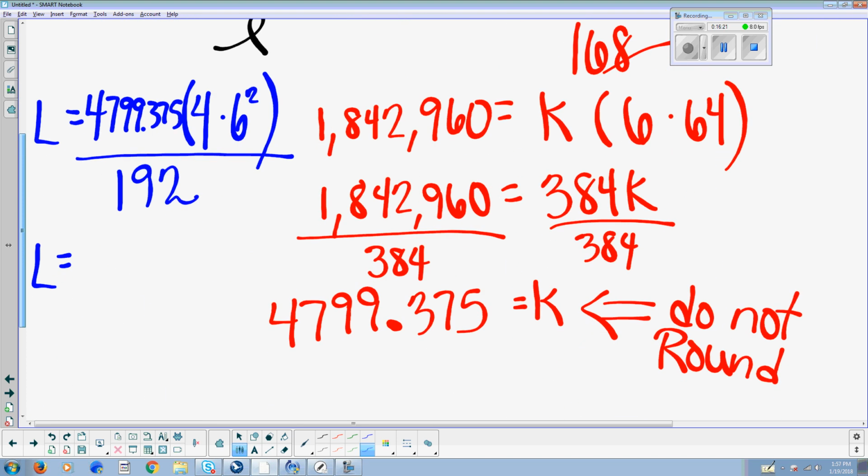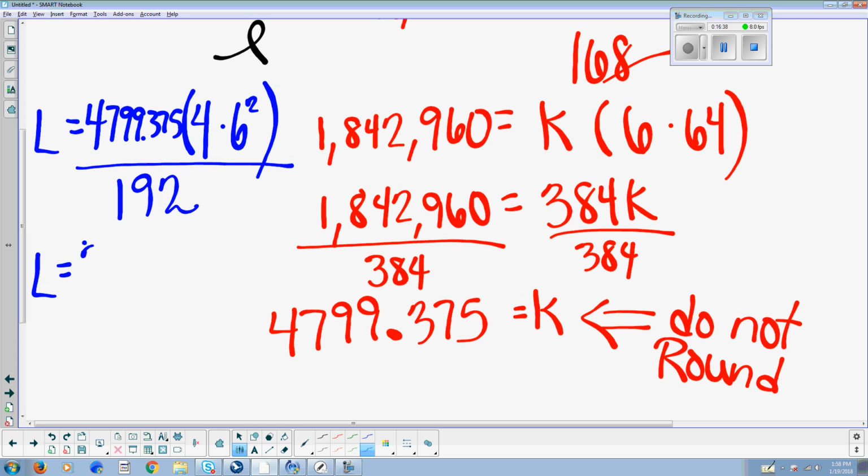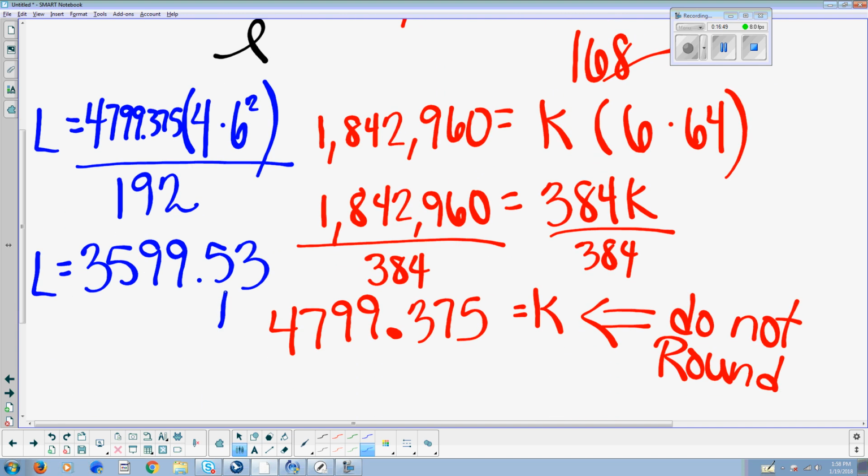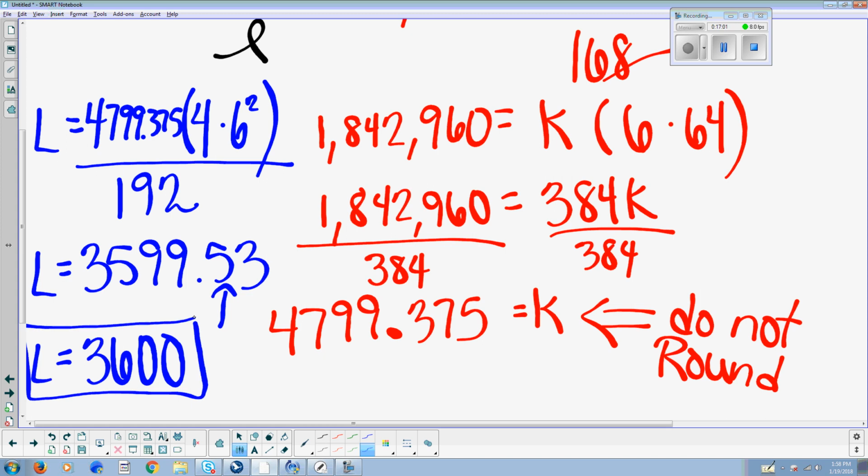So you should be able to type this all in the calculator in one step, which is what I'm doing now. And I got 3599.53. Now, again, it asked me to round to the nearest integer. So this 0.5 means I'm going to round that 99 up to 3,600. So 3,600 would be the load.